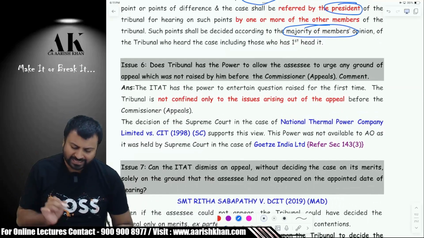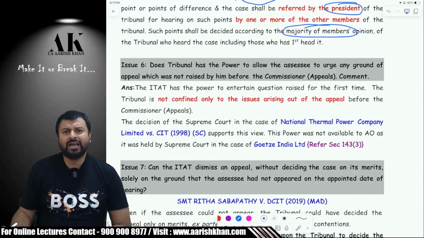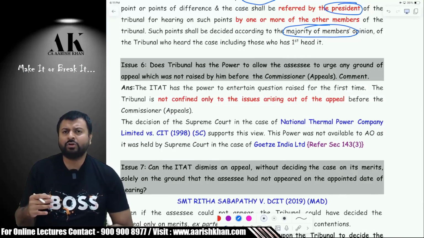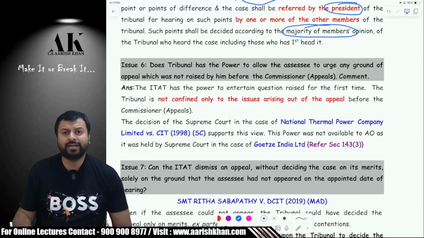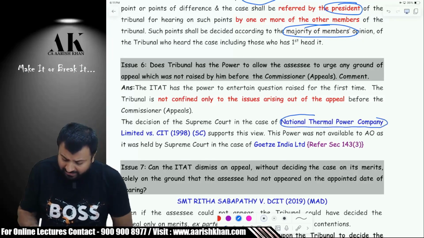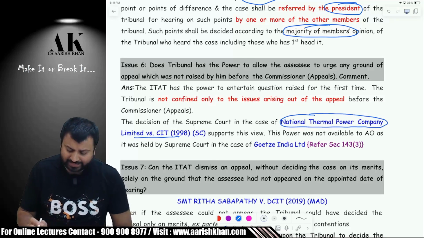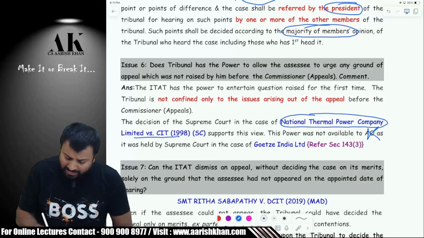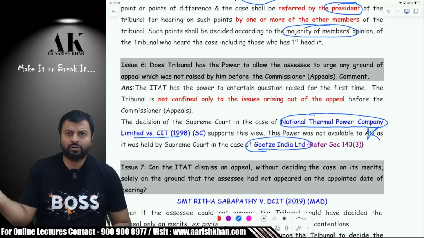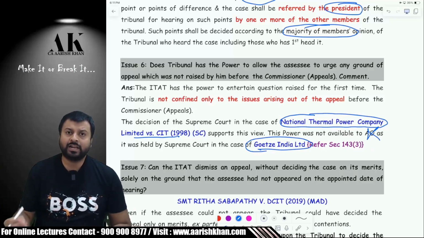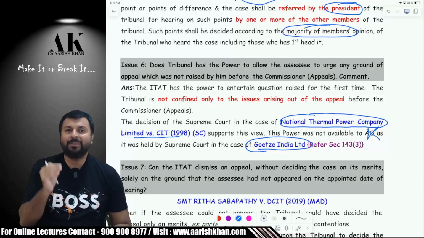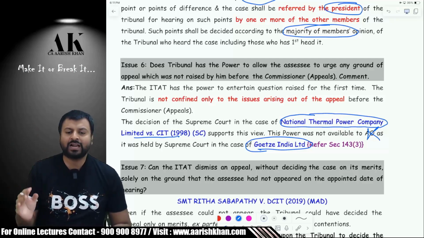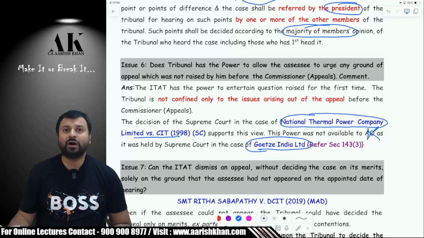Next one, can ITAT allow you to admit additional grounds? The answer is yes. The ITAT can allow you to admit additional grounds as per the Supreme Court judgment of National Thermal Power Limited versus CIT. This power is not with the AO as per the Goetze India Limited case law, as I have told you sometime before in this revision video itself, that ITAT can allow additional grounds also. Appellate authorities have the power to admit additional grounds, but the AO does not have the power to admit additional grounds without filing a revised return.